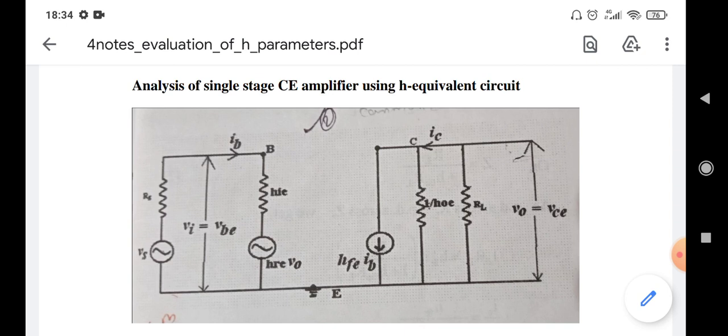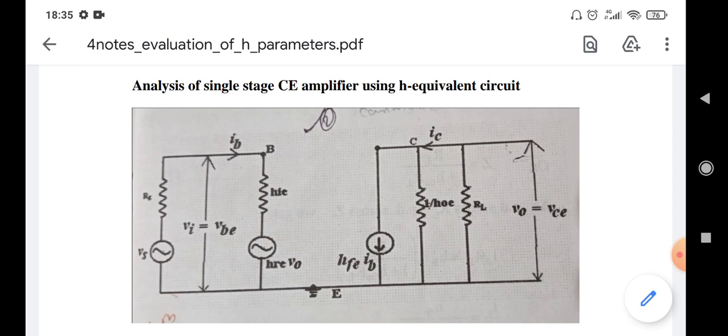Now today we discuss the analysis of a single stage common emitter amplifier using the H equivalent circuit. In previous lectures we have already discussed H parameters. Now discuss the 4 H parameters. Input impedance, denoted by HI. Forward current transfer ratio, denoted by HF. Reverse voltage ratio, denoted by HR, and output admittance, denoted by HO.